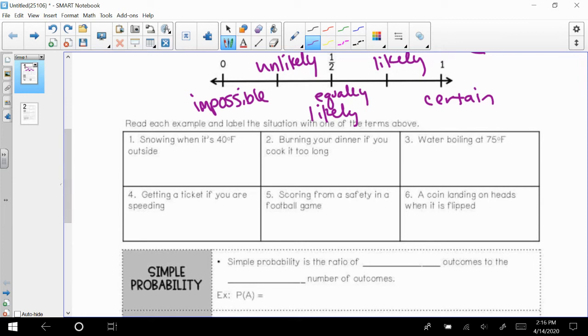So we're going to read through these examples and label the situations with one of the words from above. So is it possible to snow when it's 40 degrees outside? No, that is impossible. We all know that it needs to be 32 degrees or lower for it to snow outside.